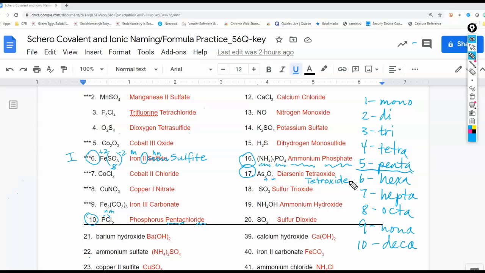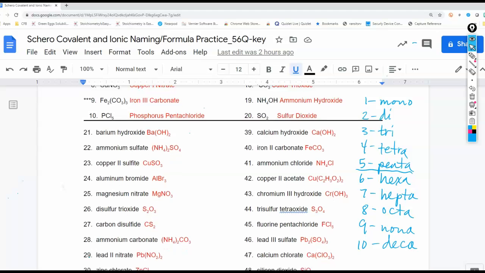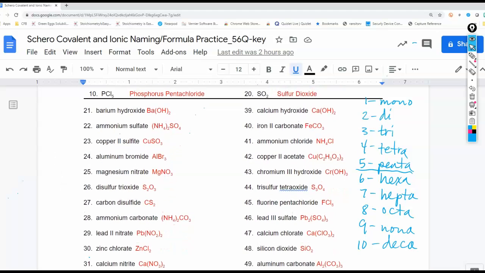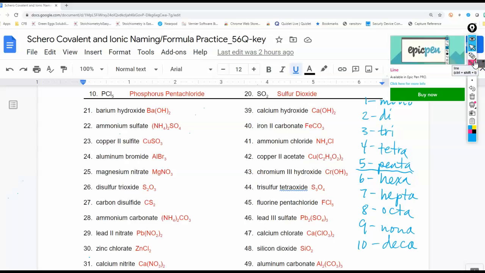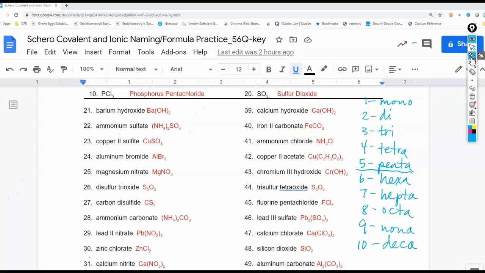Okay, so let's go ahead and focus on, well, what about if we have to do it the opposite way? Now we're given the name and we have to write the formula. So we're going to scroll on down to where we're given the name and we have to write the formula. Let's pick a few that we can do here. I'm going to pick number 23 and number 26 and number 44 and number 41. And then I'm going to go down and try number 49 as well.